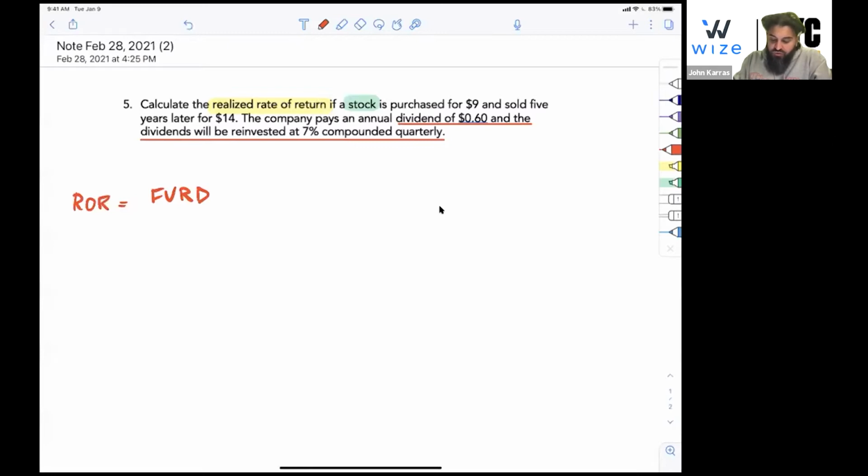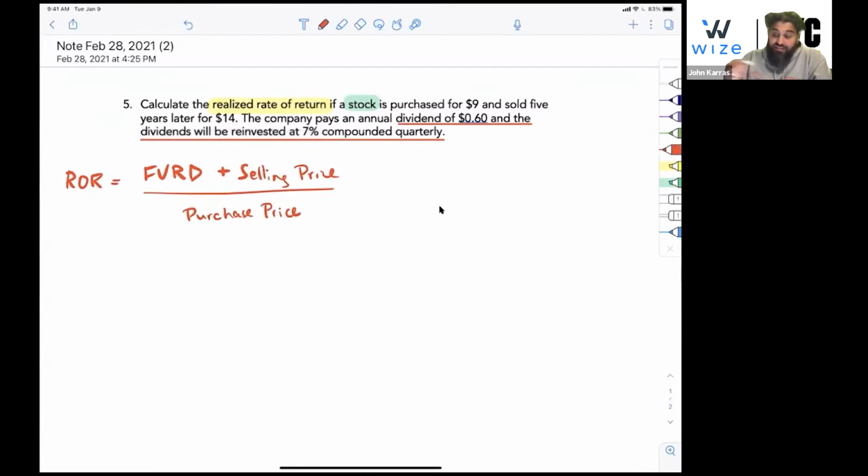So future value of reinvested dividends plus the selling price over the purchase price. I know we did this already, but I just want to show you exactly how simple it is and how it's exactly the same concept as when we were doing the bond question.